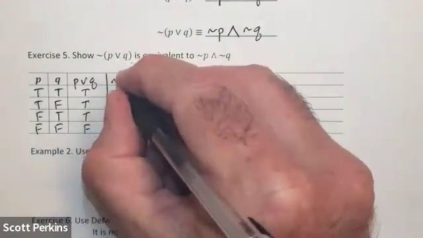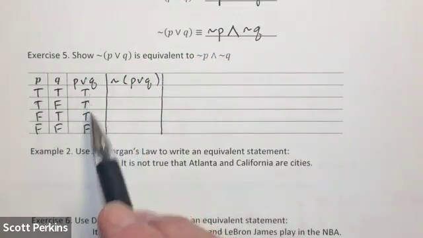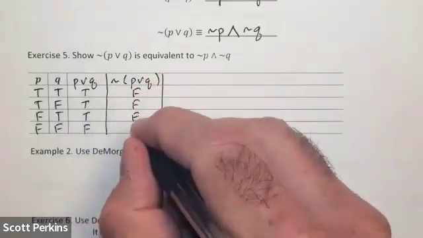And now what we're going to do is negate that. We're going to put a squiggly right out in front of the whole thing. And so now when I flip the switch at each of these, true becomes false, and false becomes true.